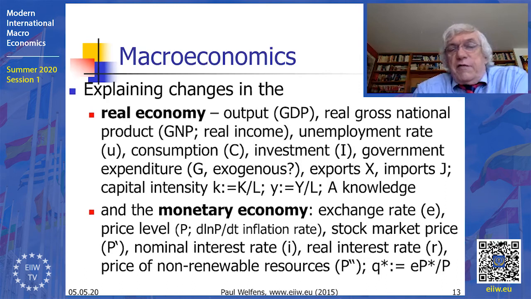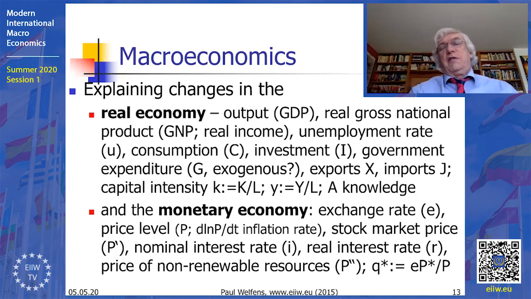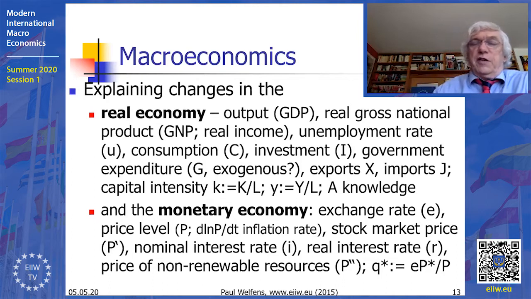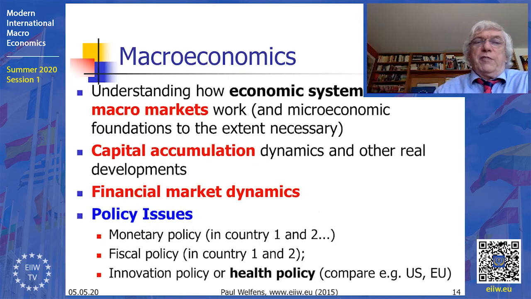the price of non-renewable resources. I have denoted this here by capital P double prime, and then there's the real exchange rate, which in a way has, of course, a link to the real economy. So the real exchange rate, as it is defined here, is small q star, and this is equal to the exchange rate times the foreign price level P star divided by the domestic price level, capital P.